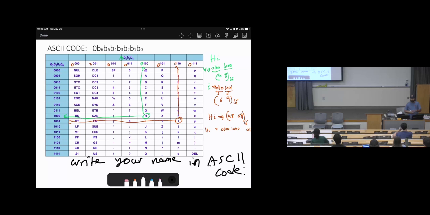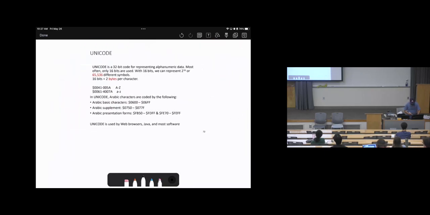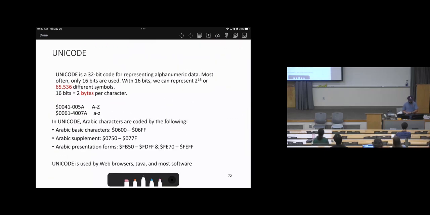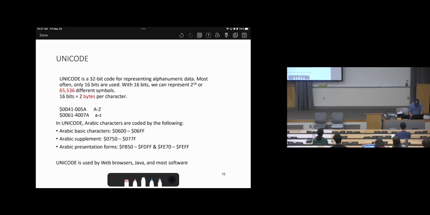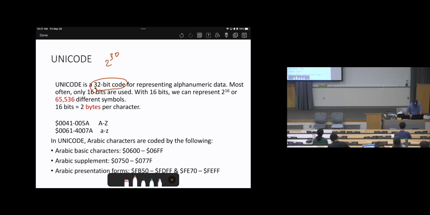We need to use an expanding code that can handle other languages or other symbols. We can include ASCII within this by increasing the number of bits, the number of bytes, using, for example, Unicode representation. Unicode representation based on 32 bits code. So 2 power 32, because we have 2 bytes per character.